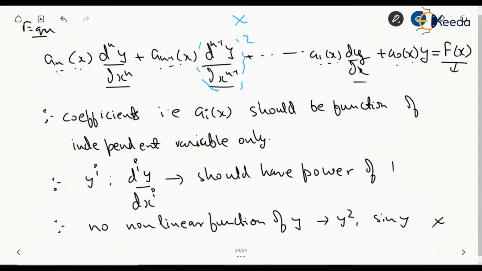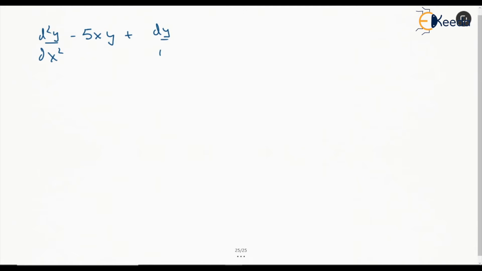This is a linear differential equation. Fine. For example, let's say we have an equation like d2y by dx square minus 5x times y plus dy by dx is equal to 25.